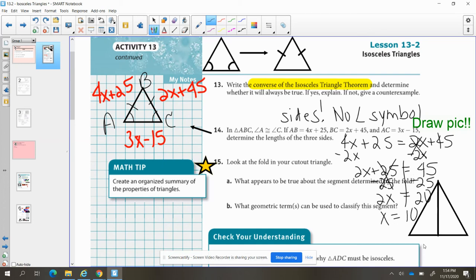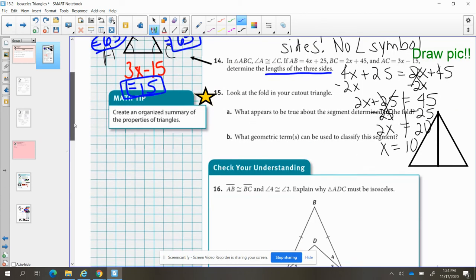Now notice what the question wants you to do though is find the lengths of the three sides. So if we plug this back in, 4 times 10 plus 25 is 65. So that's side AB. And then we know BC should be the same thing. 2 times 10 is 20, plus 45 is also 65. And then last but not least, side AC, 3 times 10 is 30, minus 15 is 15. Which again makes sense because it doesn't necessarily need to be the same size since it was the base side. Okay, draw your pictures to help you see that information.